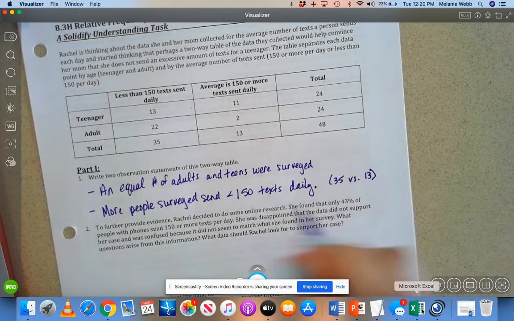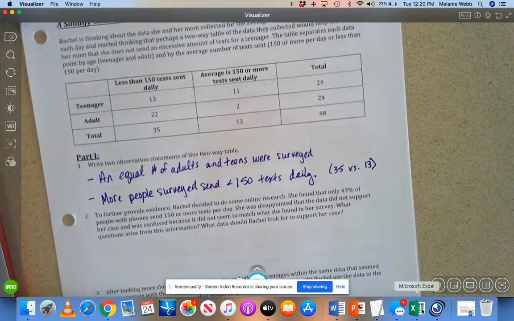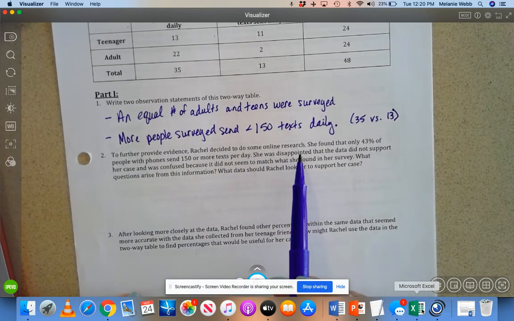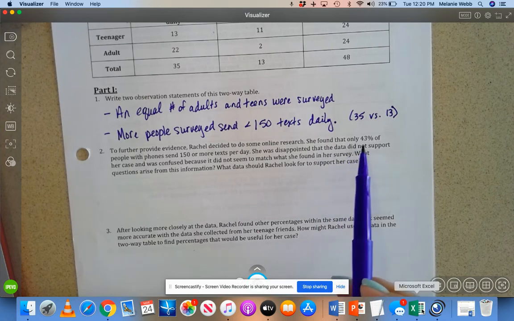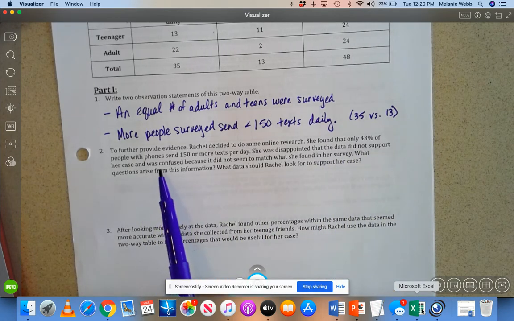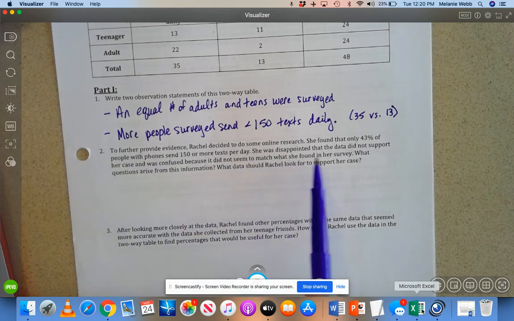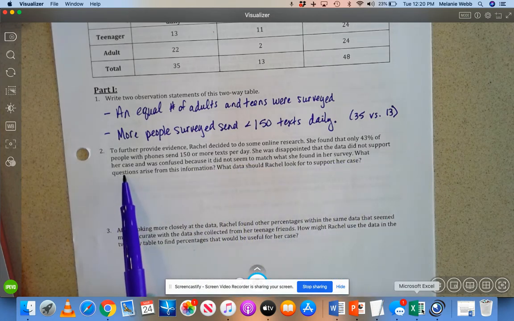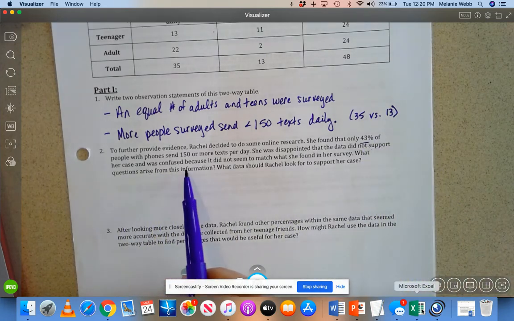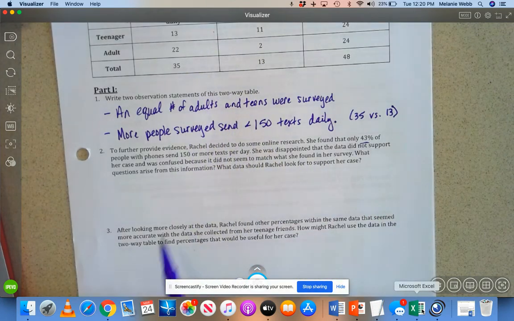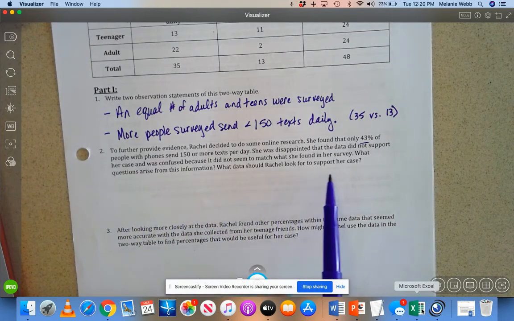That's this information here. So to further provide evidence, Rachel decided to do some online research. She found that only 43% of people with phones send 150 or more texts per day. She was disappointed that the data did not support her case, right? 43%. And was confused because it did not seem to match what she found in her survey, the data up here. So what questions arise from this information, and what data should Rachel look for to support her case?